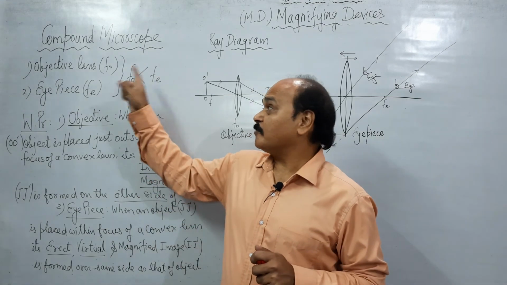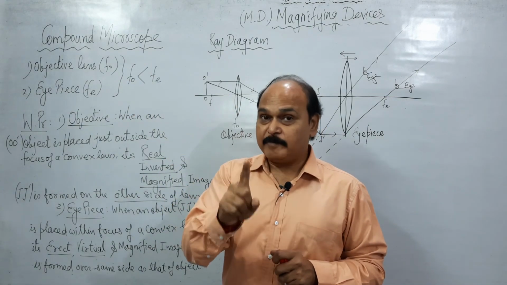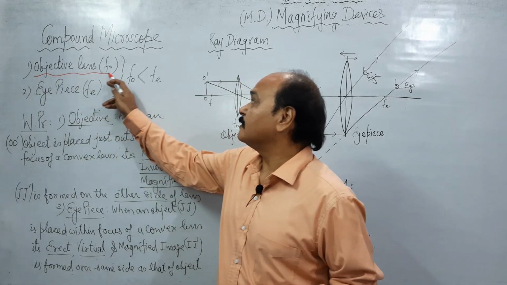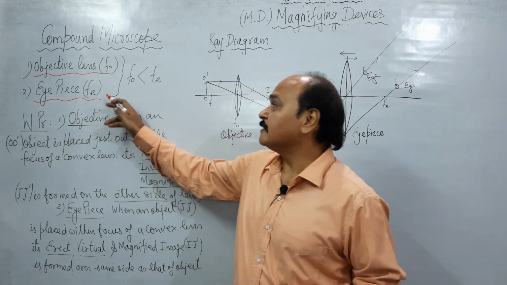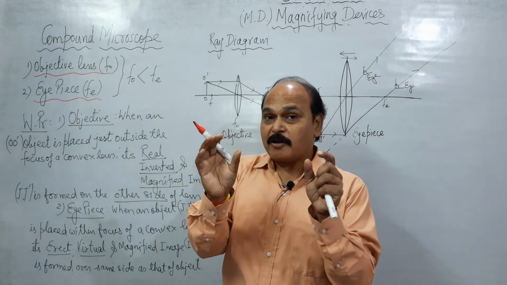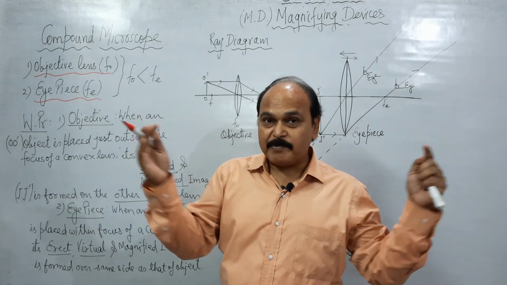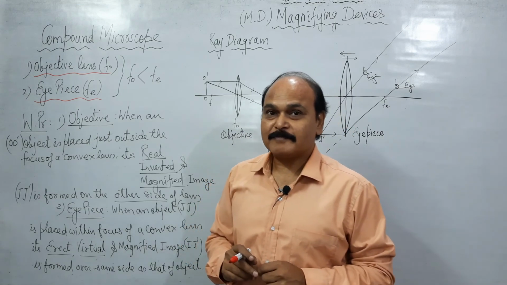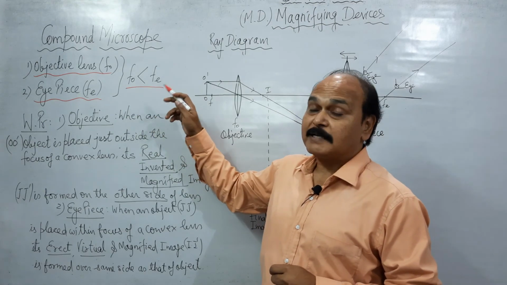A compound microscope consists of two convex lenses, namely the objective lens whose focal length is f0, and another one, the eyepiece, whose focal length is fe. Both these lenses are coaxially arranged in a tube and can be moved to and fro along the axis of the tube. The focal length of the objective lens is smaller than that of the eyepiece.